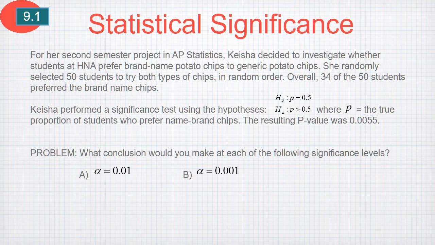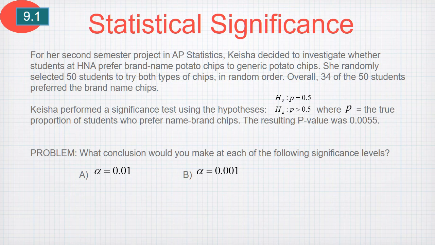So her null was p equals 0.5, meaning that if it's 0.5, it's a 50-50 shot, meaning that they don't actually have a preference for potato chips. So that's the null hypothesis. And the alternate is p is greater than 0.5. I'm not sure what her proportion is, so this is why it's very important to define it, where p equals the true proportion of students who prefer name brand chips. So again, the alternate hypothesis is that they will like brand name chips better.